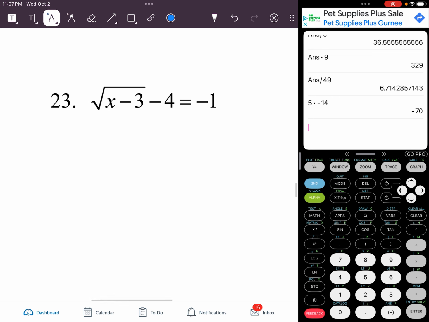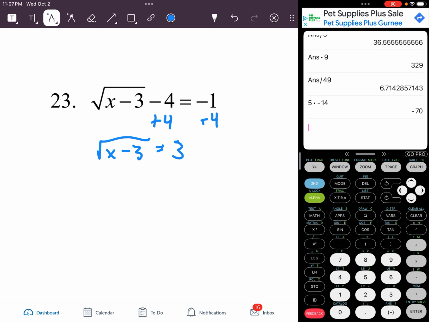Next one. Before we can square both sides, kind of like the absolute value equations, we have to get the square root sign by itself. Right now that -4 is there, so we've got to move it. And add 4. So we're going to get the square root of x minus 3 equals 3.